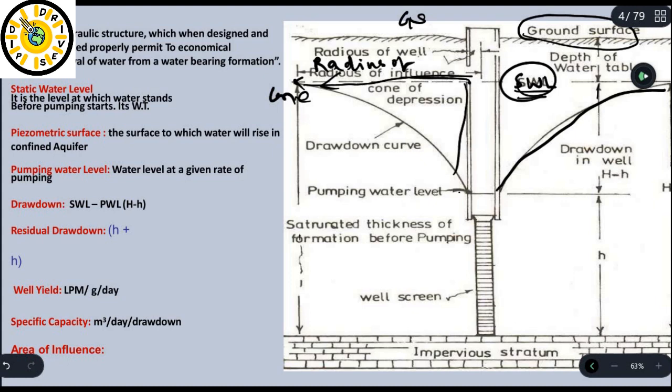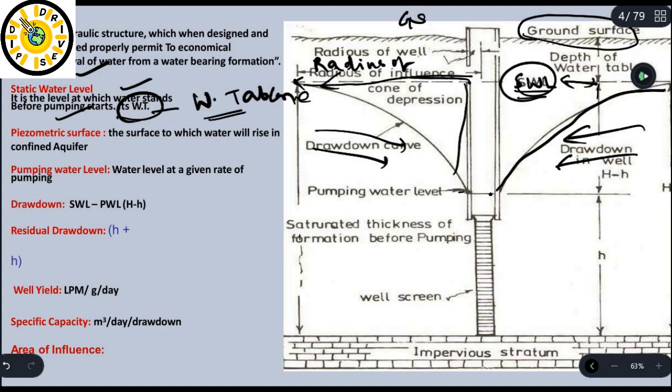ठीक है. So pumping water level ये हो गया, and static water level ये हो गया, SWL, this part. So it is the level at which the water stands before pumping starts. So it is the same as the water table. Clear? So this is natural, right? The static water level is when nothing is happening or nothing is going out. ठीक है, ये natural है, the natural elevation of the water in the aquifer. So what happens is, जब cone of depression create होता है, ठीक है, gradually the water will move towards the well from different directions, right? Like this.